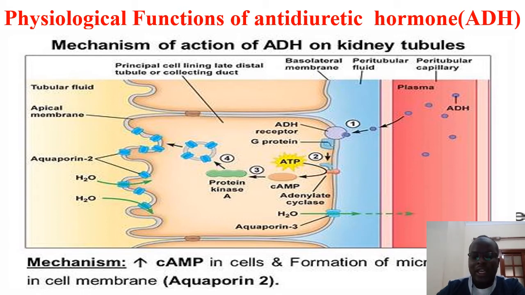So the mechanism here requires an increase in cyclic AMP in the cells and the formation of microtubules in the cell. These microtubules could be used for transportation of the aquaporins 2. So you can see the transportation of aquaporins 2 to the apical side of the membrane. That will allow reabsorption of water. I said the collecting tubules and collecting ducts under normal circumstances are impermeable to water. As long as you don't have ADH, they don't have the aquaporins 2, so they are not going to be involved in the reabsorption of water.